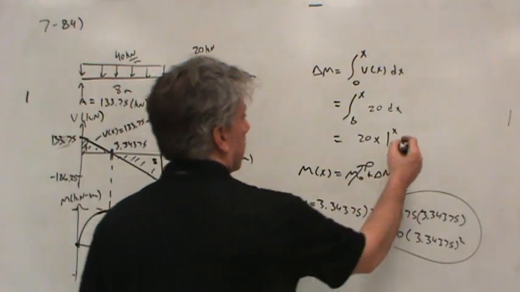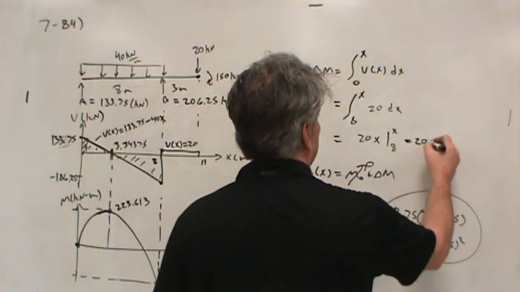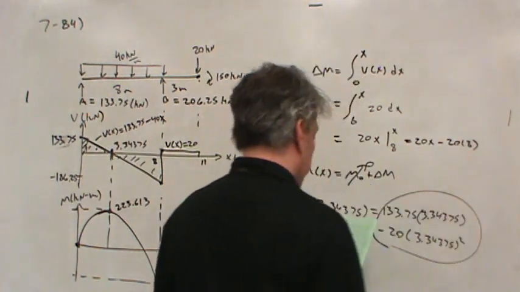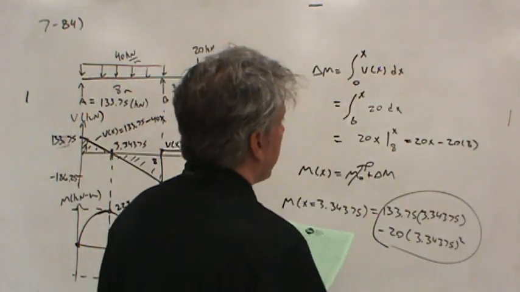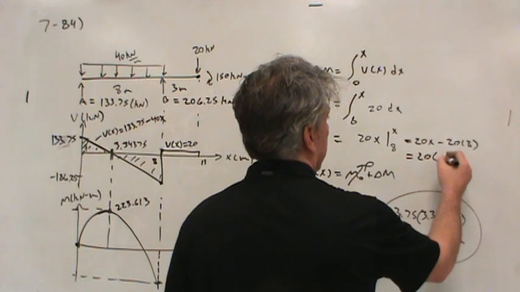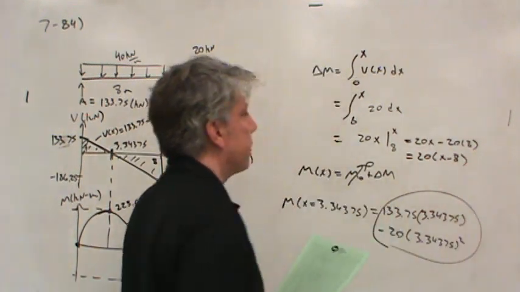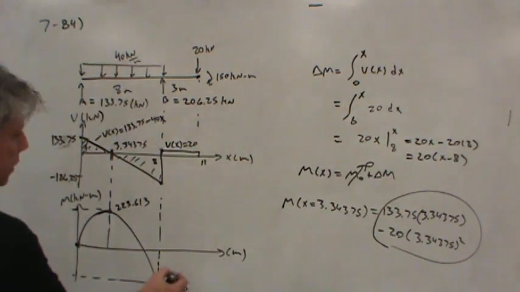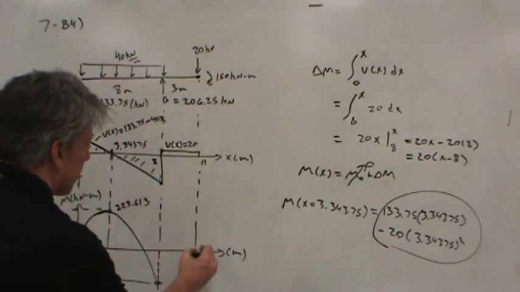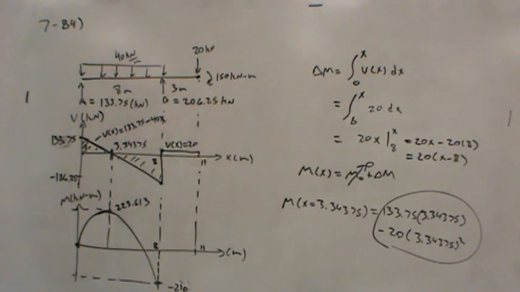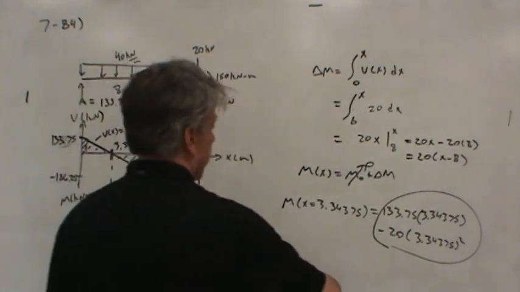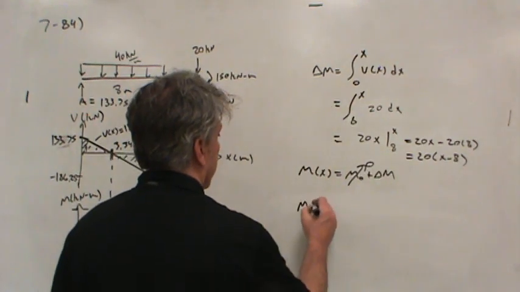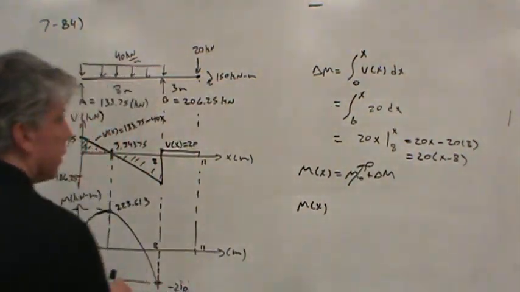And so what does that look like? Well, it's 20x minus 20 times 8. Okay? Or in other words, this is 20 times x minus 8, if you like. Okay? So there's the change in the moment from this point all the way to x equal 11 from x equal 8.